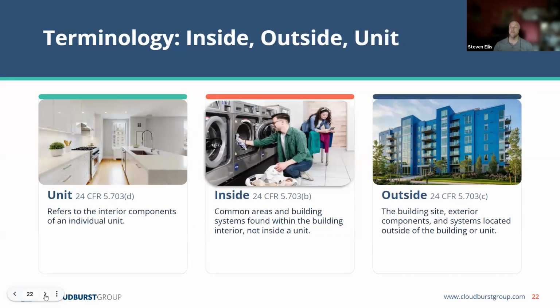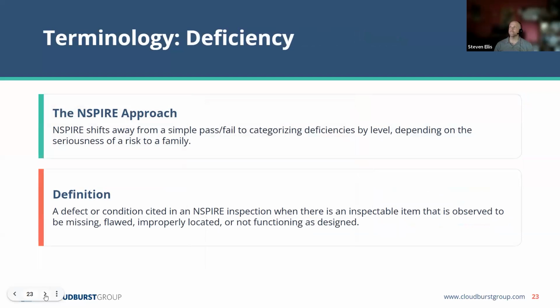Understanding how HUD defines unit inside and outside, not what we feel it is or what we think it is, how HUD defines that, because that is in the regulations. So those are things you can look up now and start to get a sense of what an inspection will look like based upon unit inside and outside. The terminology for a deficiency will be important because all the implementation notices keep talking about deficiency.